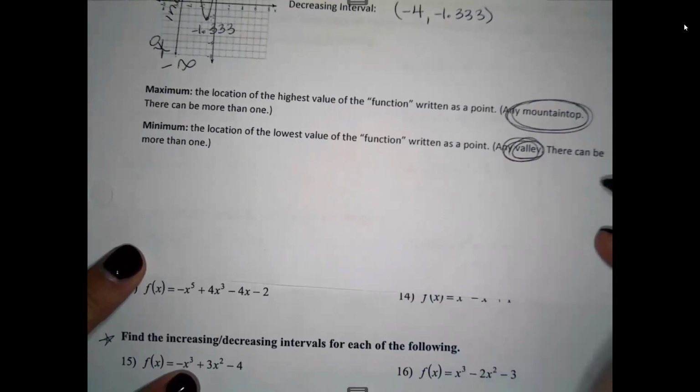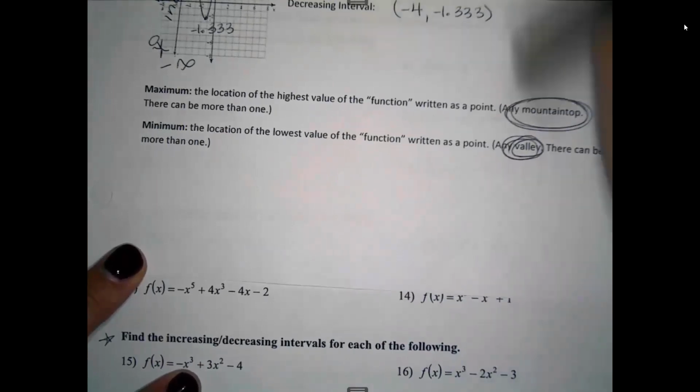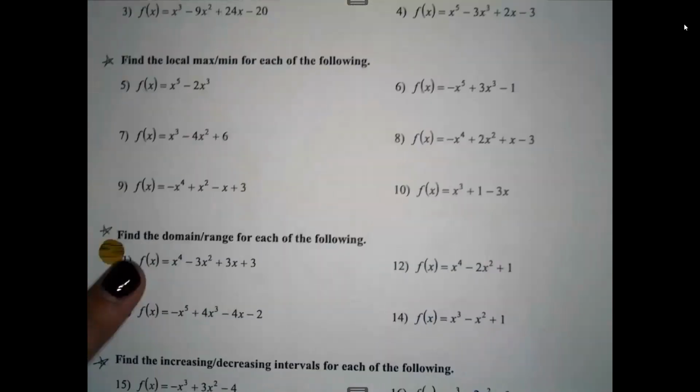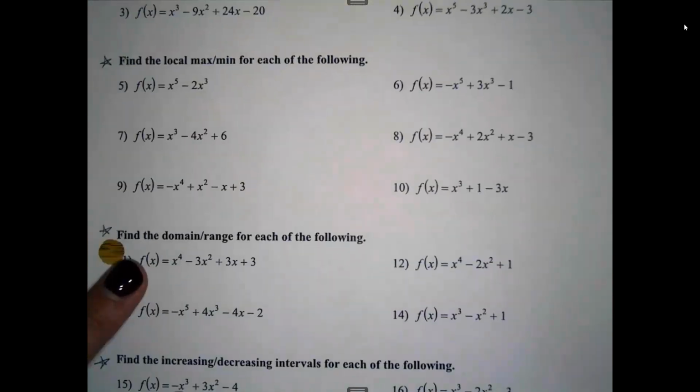So we need to find maximums and minimums. We need to find any mountains or valleys. So let's go ahead and take the equations and plug those in.